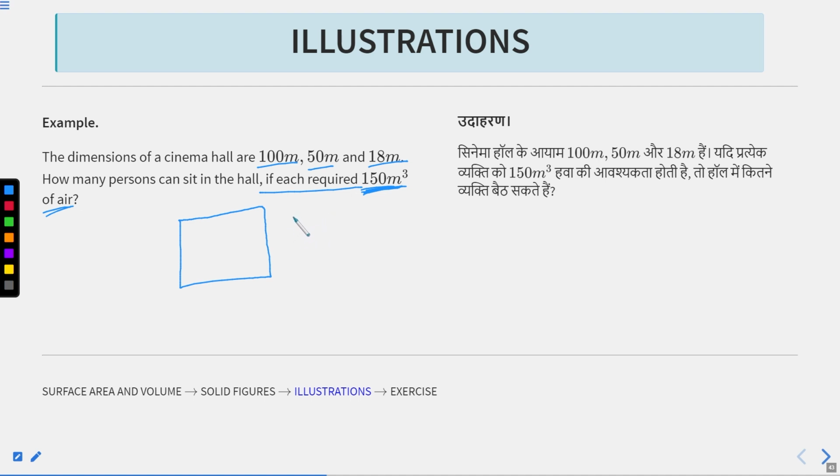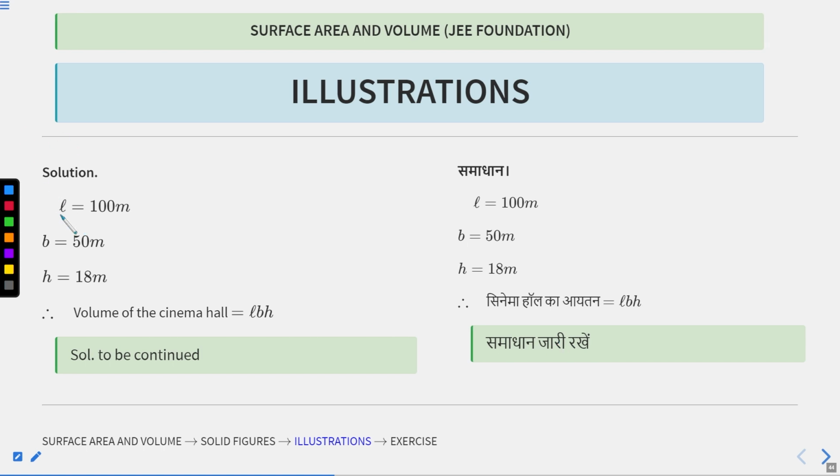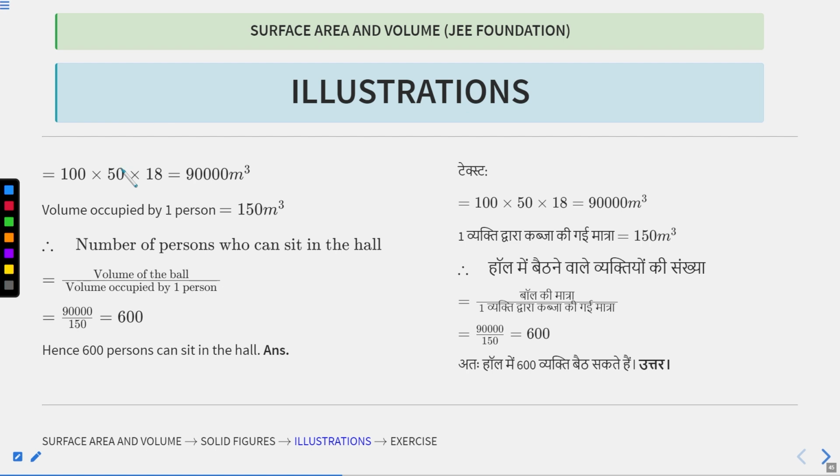So volume for the cuboid, as it is a room, and room means cuboid. We apply the volume for cuboid, which is LBH. So 100 times 50 times 18. I hope this is clear. So L is this, B, H. Now volume is LBH. Let's move to the calculations. So this will be 90,000 meter cube.